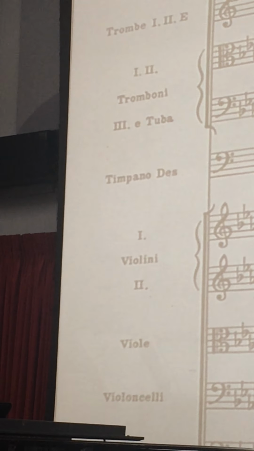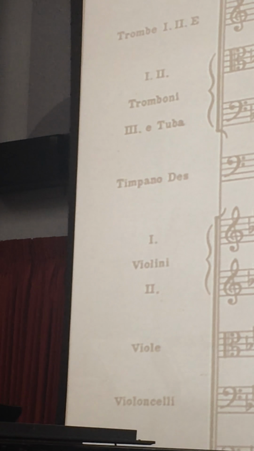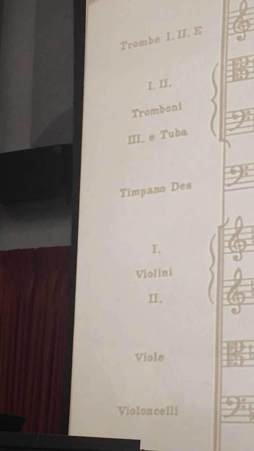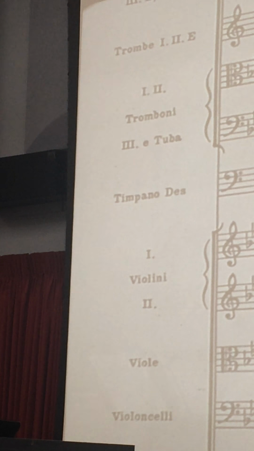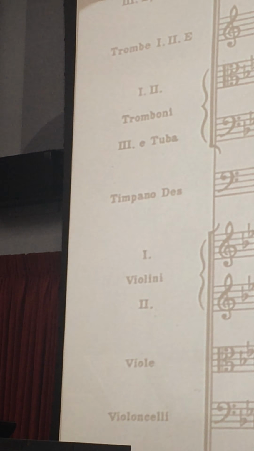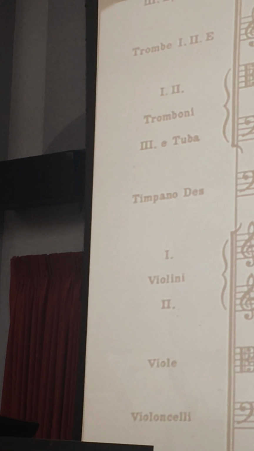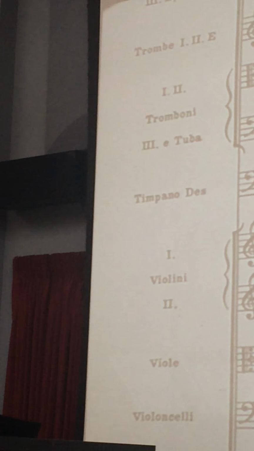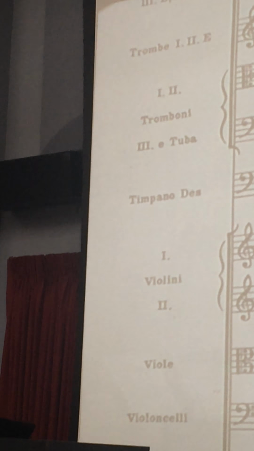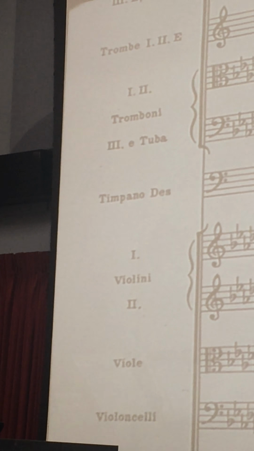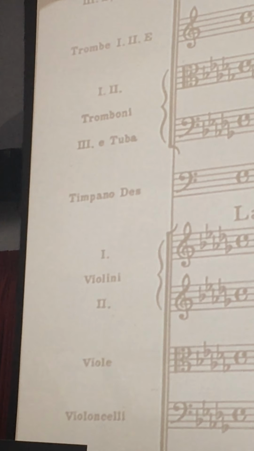Have you ever seen an indication in anything you've ever played where it tells you a key for the timpani, or a transposition? No. So it's not really a transposition as much as it's telling you what notes to tune them to. At this time, would they have had tunable timpani? When was it written?